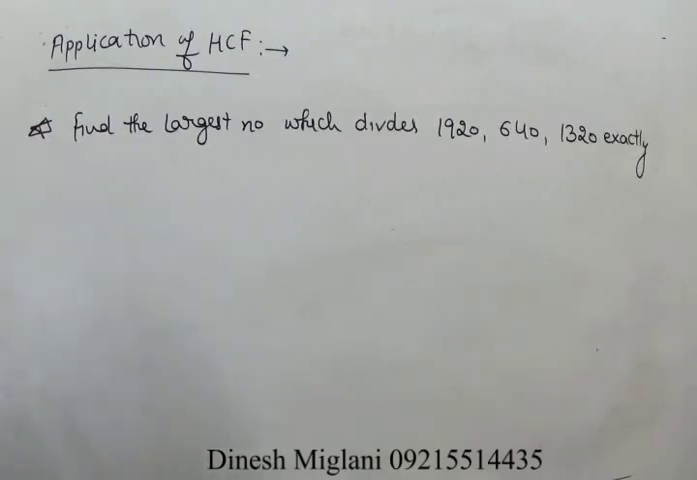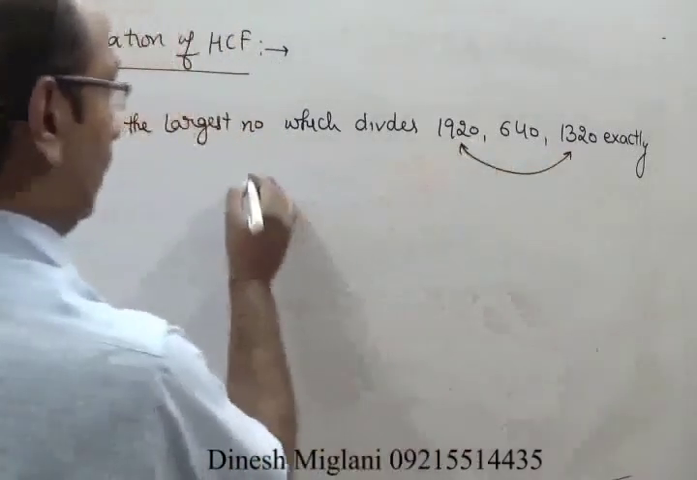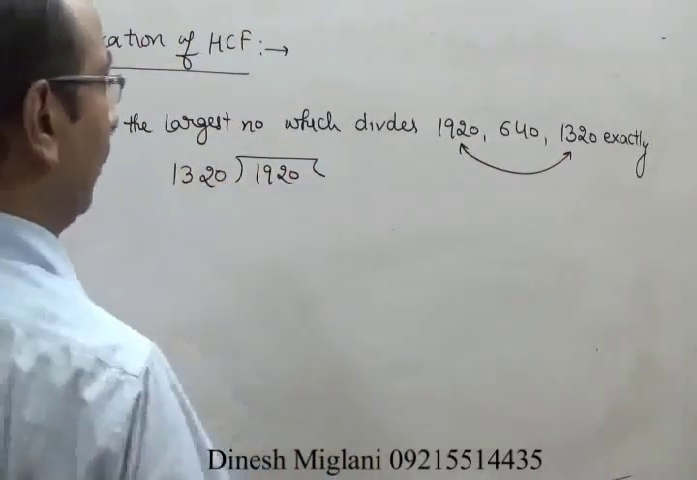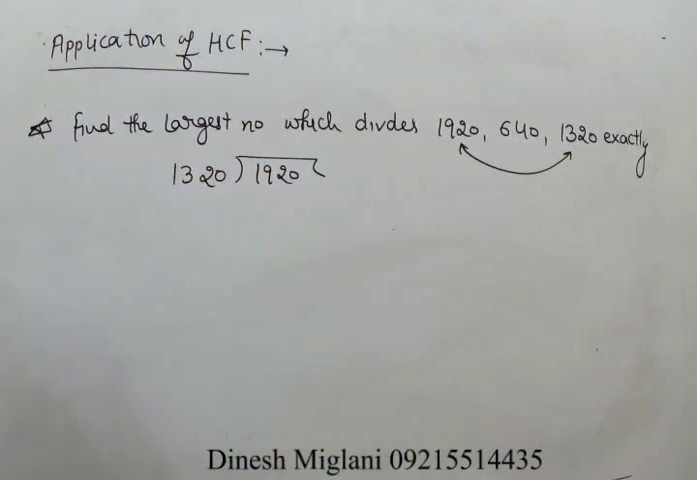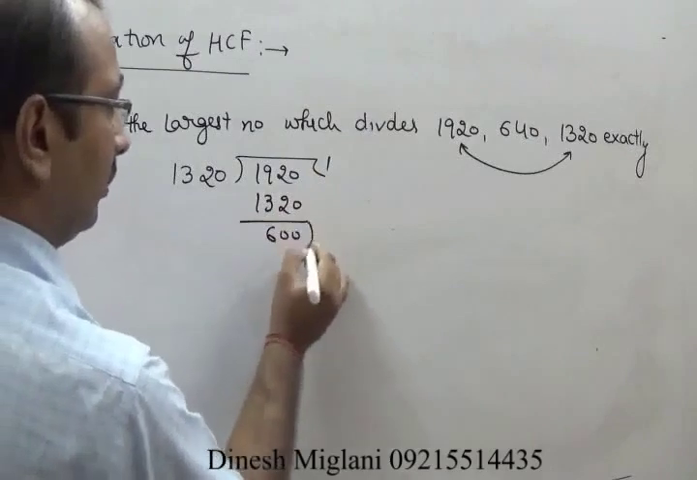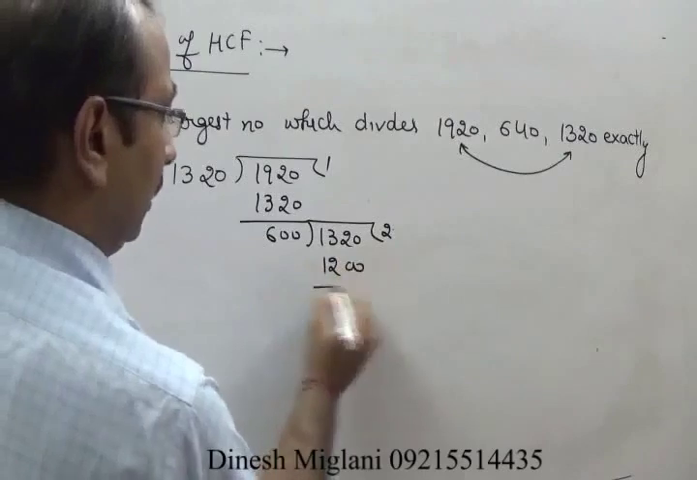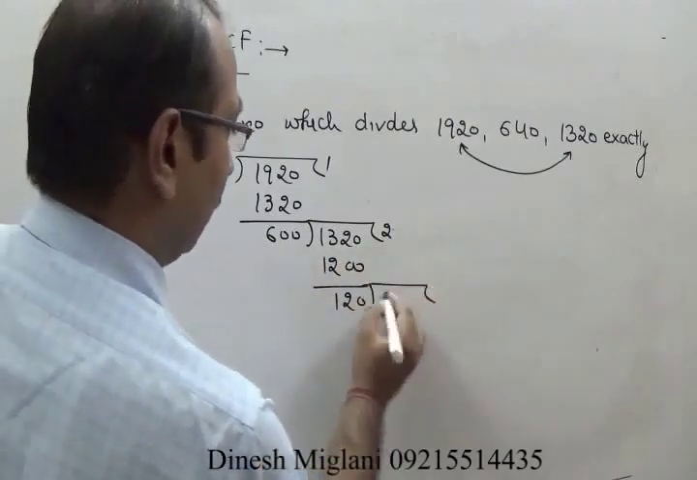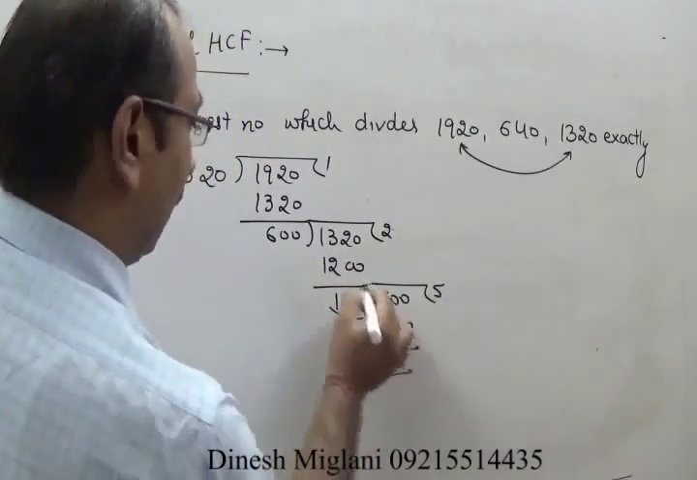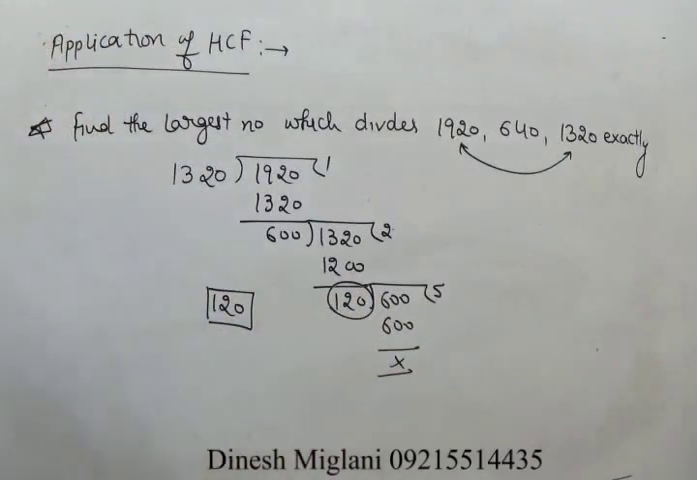Now for finding out the HCF, from where can I start? I prefer to take two numbers, 1920 and 1320, and divide. You may also go for the prime factorization approach that I told you earlier. Here I start with 1: 1320 goes once, the remainder is 600. Then 1320 divided by 600 goes 2 times, you get 1200, remainder is 120. Then 600 divided by 120 goes 5 times, it is 600, that is cancelled out. So I can say 120 is the HCF of these two numbers, 1320 and 1920.